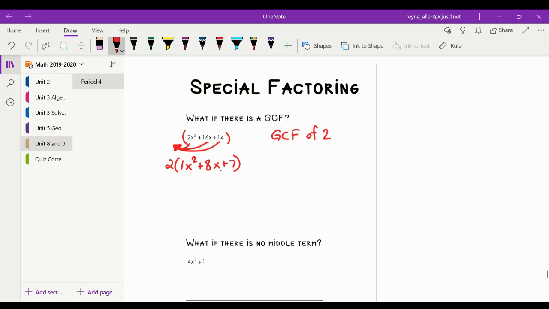So now you keep the 2 on the outside, and now you can factor your trinomial on the inside. Since A is 1, it should be an easy factor. So A times C goes on the top, so 1 times 7. And B goes on the bottom. Then we need 2 numbers that multiply to give you 7, but add to give you 8. That would be 1 and 7, both positive. And so our new factors, the 2 stays on the outside. Then we get x plus 1 and x plus 7. So that is your factors.